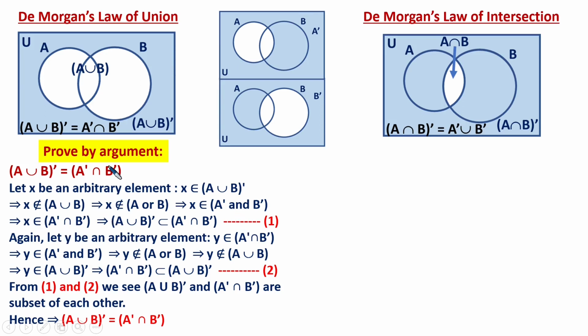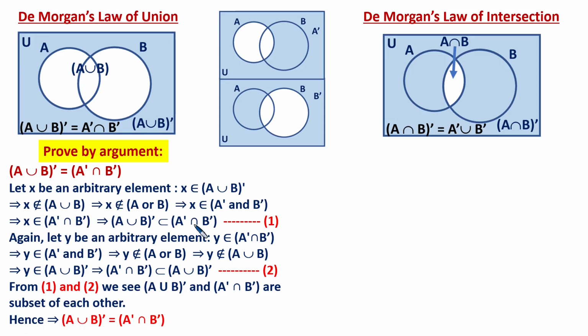So this implies that the complement of A union B is a subset of A prime intersection B prime, which we have shown here. If x belongs to this and this belongs to this, then the complement of A union B will be a subset of A prime intersection B prime. This is what I have written.